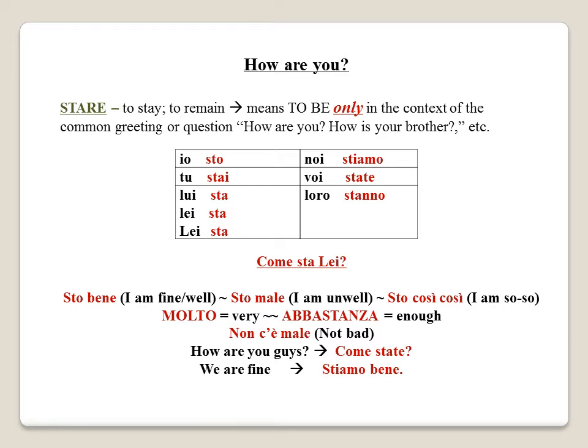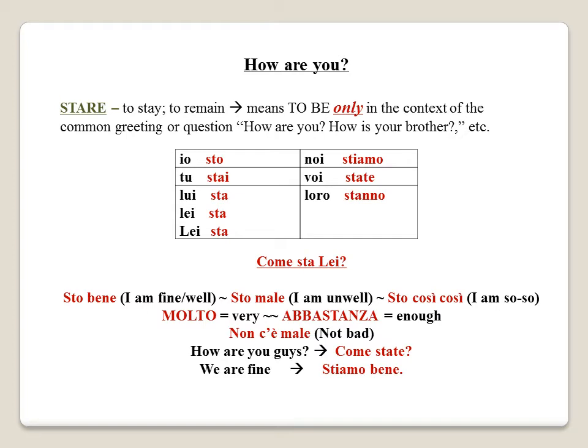So the question, how are you, using the formal you, would be come sta lei? And possible responses would be sto bene, I am well. Sto male, I am unwell. Sto così così, I am so-so. You can always use intensifiers or modifiers such as molto, which means very, sto molto bene, I am very well, or abbastanza, sto abbastanza bene, I am well enough.